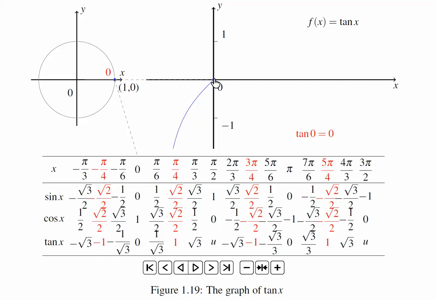So that's why at this point, you plug in 0 here, you have a value y, which is the ratio of 0 over 1. So you have a 0. Okay, so tangent 0 is 0. So 0, 0 is on the graph. Okay, you may keep going back.